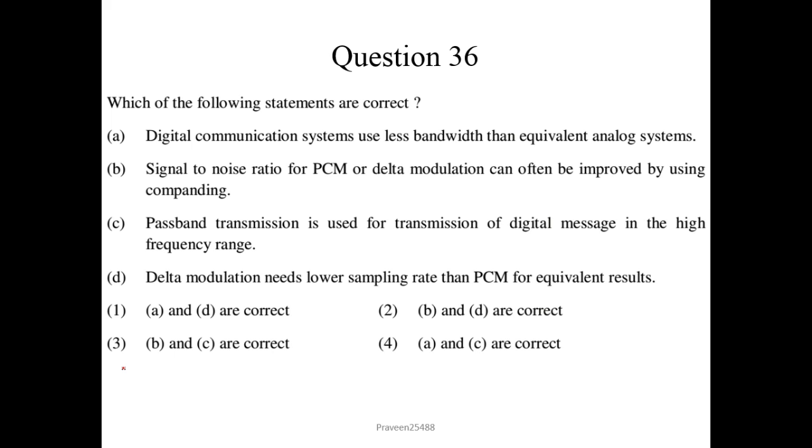Now question number 36. Which of the following statements are correct? Digital communication systems use less bandwidth than equivalent analog system. So this is not correct. Signal to noise ratio for PCM or delta modulation can often be improved by companding. This is correct. Passband transmission is used for transmission of digital message in the high frequency range. This is also correct. Delta modulation needs lower sampling rate than PCM for equivalent results. It's not correct. So B and C are correct. Third one is the correct answer.